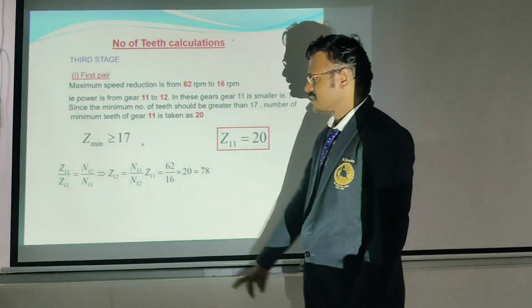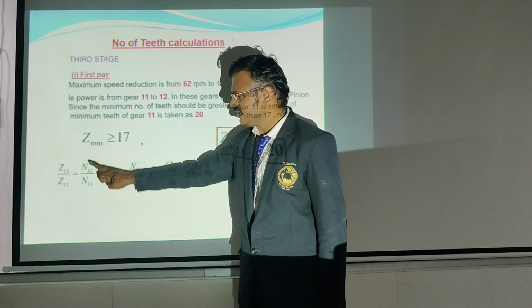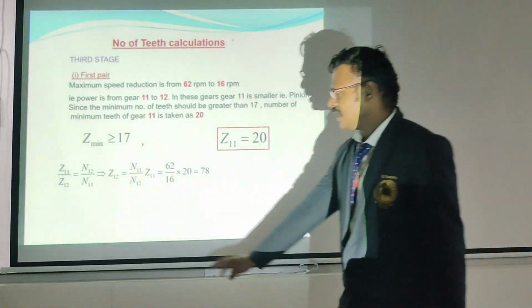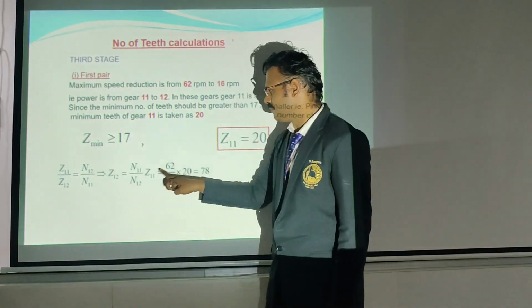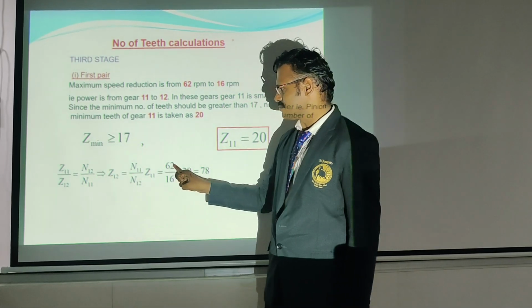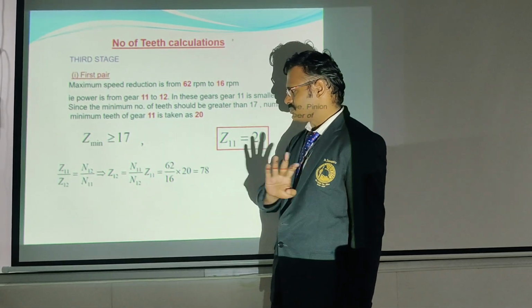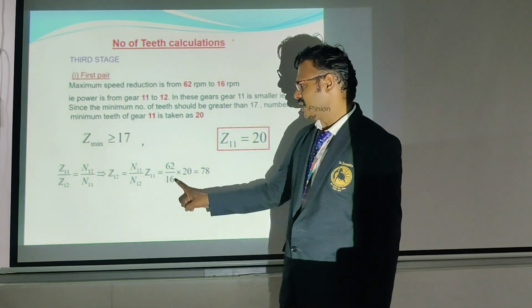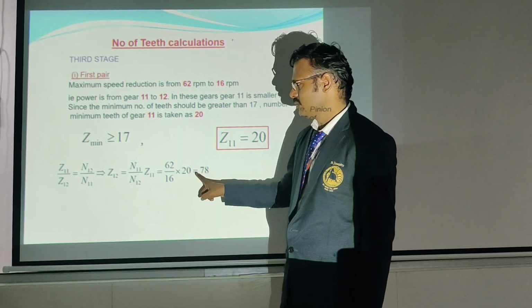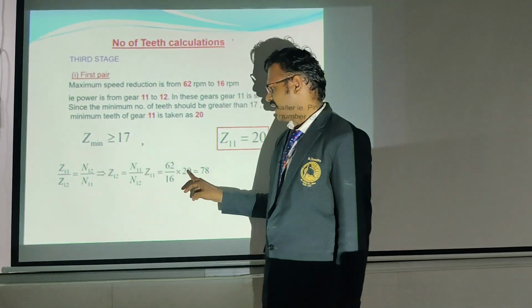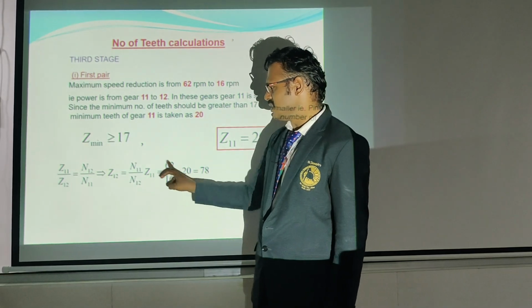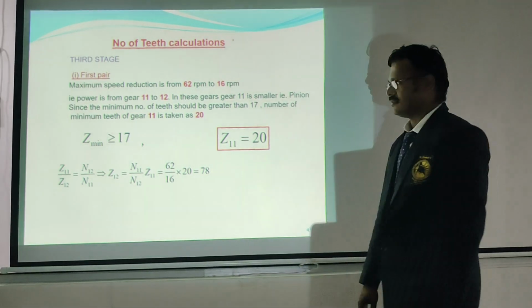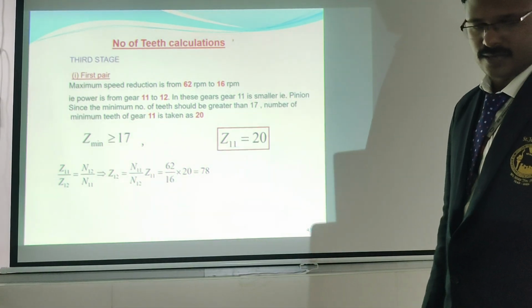So Z11 divided by Z12 equal to N12 divided by N11. The input RPM is 16, the output RPM is 62. So N12 I have substituted as 62, N11 I have substituted as 16. Then the minimum number of teeth I can assume is 20. So Z11 I have assumed as 20. By using this formula I can find out Z12. So the Z12 value will be 78.